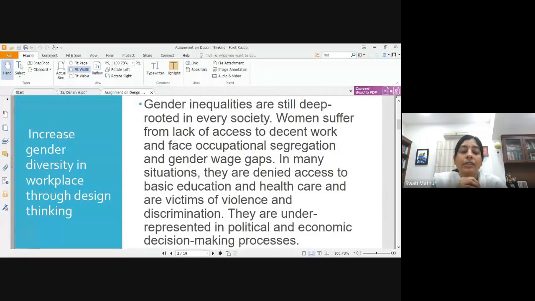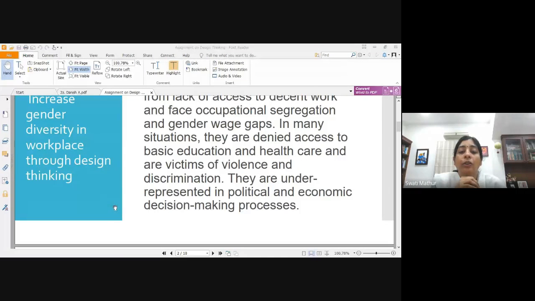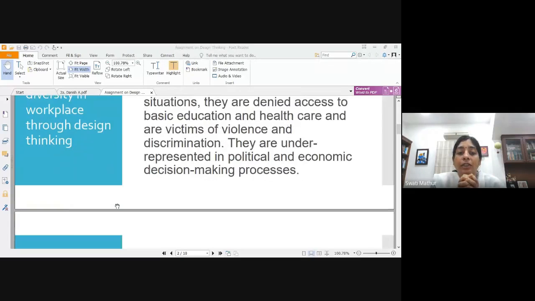So to increase gender diversity in the workplace, we use design thinking, and we all know that there are gender inequalities, and they are very deep rooted in society. Women suffer from lack of access to decent work, occupational segregation, and gender wage gaps. We also know that they are denied basic education and healthcare, and are victims of violence and discrimination. They are always underrepresented in political and economic decision-making processes, especially in middle and top level management roles.